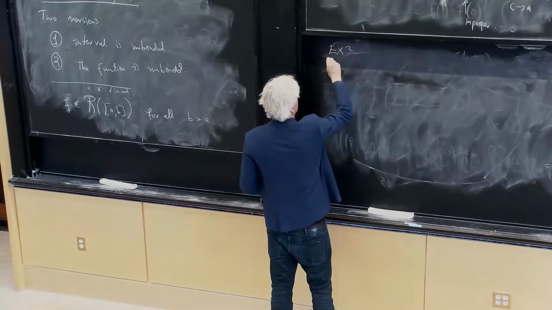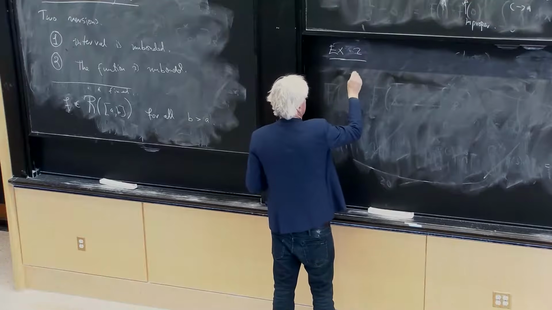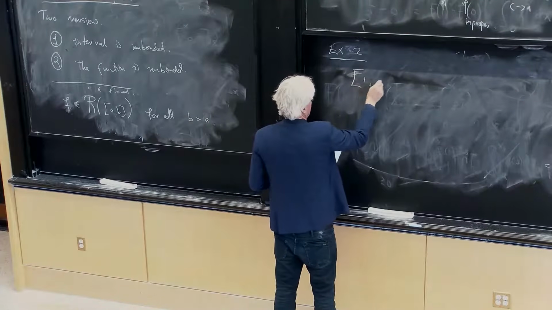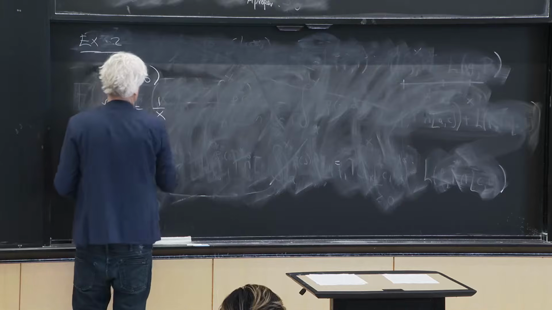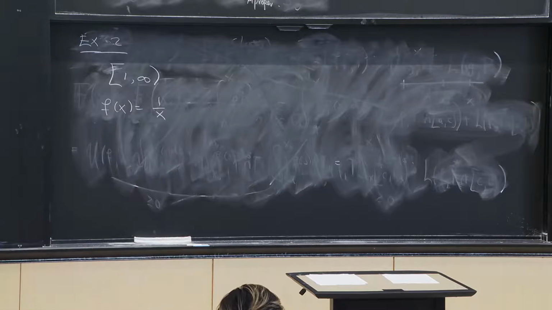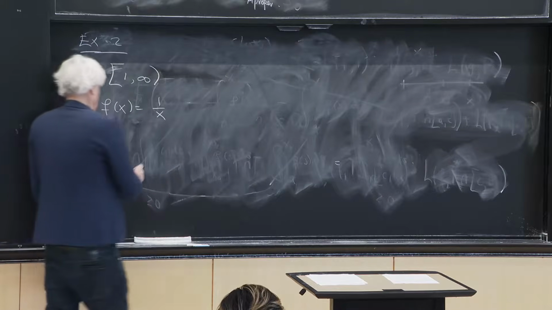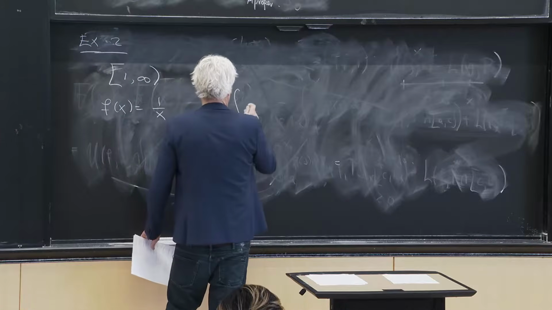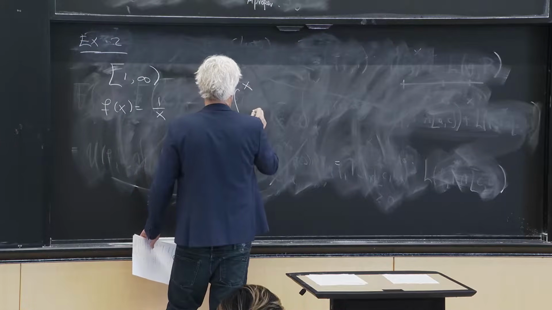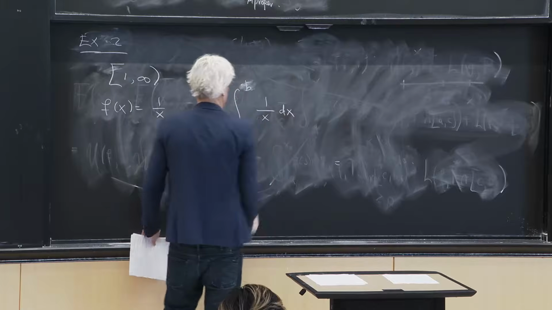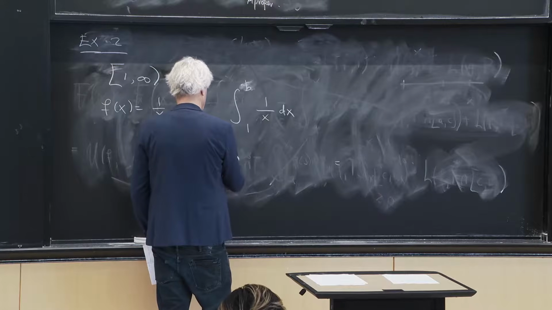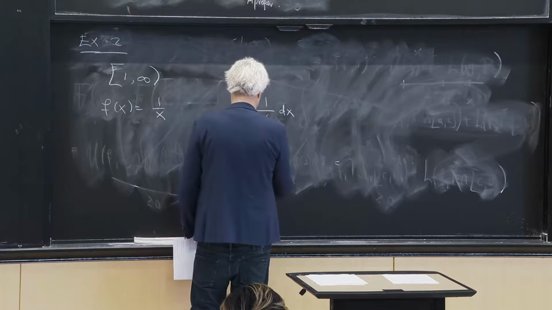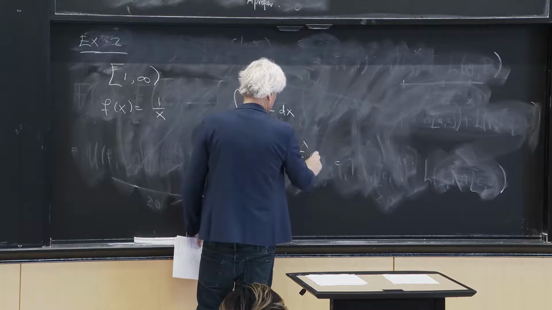So example 2, I'm looking at another function that still goes to 0. Again, the interval is the same, from 1 to infinity, and the function this time is 1 over x. It still goes to 0, so maybe it has a chance. Let's see. If you take the integral from 1 to b of 1 over x dx, again you use the fundamental theorem of calculus. If f of x equals log of x, the derivative of log is 1 over x.